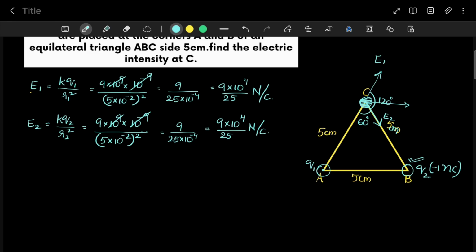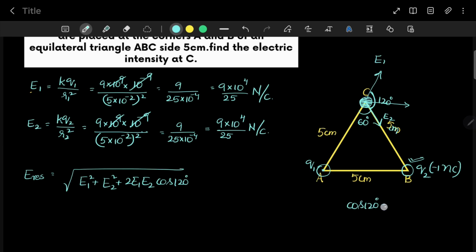Now we need a resultant for this, that is E resultant, because it's the principle of superposition. This is the electric field due to multiple charges at the point C, which is equal to root over E1 square plus E2 square plus 2 E1 E2 cos theta. Cos theta here is equal to how much? Theta is 120 degree. Cos 120 is equal to minus 1 by 2. You substitute this there.